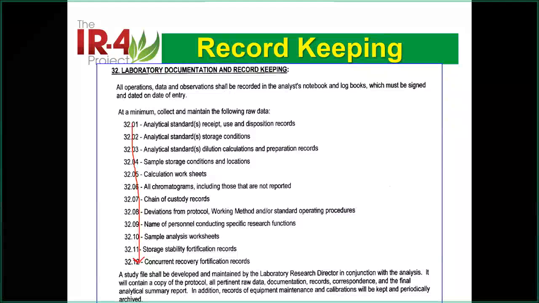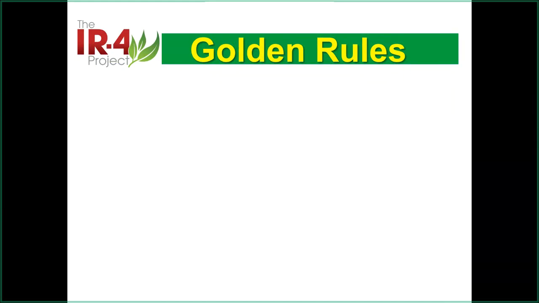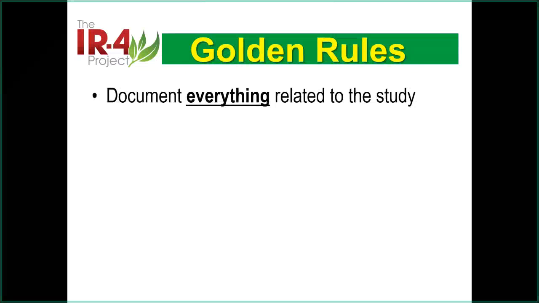Okay, so let's just move on to the next. So what is the golden rule? The golden rule is you document everything. That means you write everything down. So what is everything? Everything related to your work.